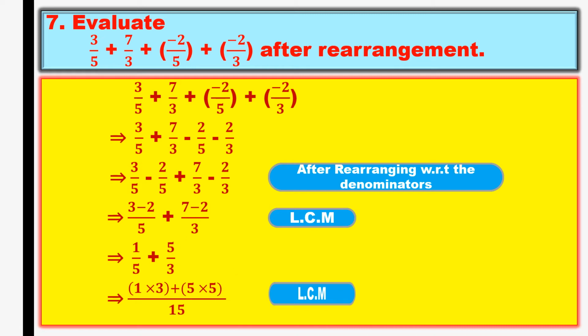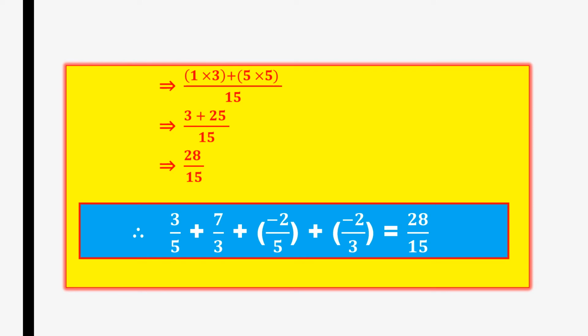So your next step will be like this. 1 into 3 plus 5 into 5, so 1 3 is 3, 5 5 is 25. So when you add 3 plus 25, it will be 28 by 15. So after rearrangement, our answer is 28 by 15.